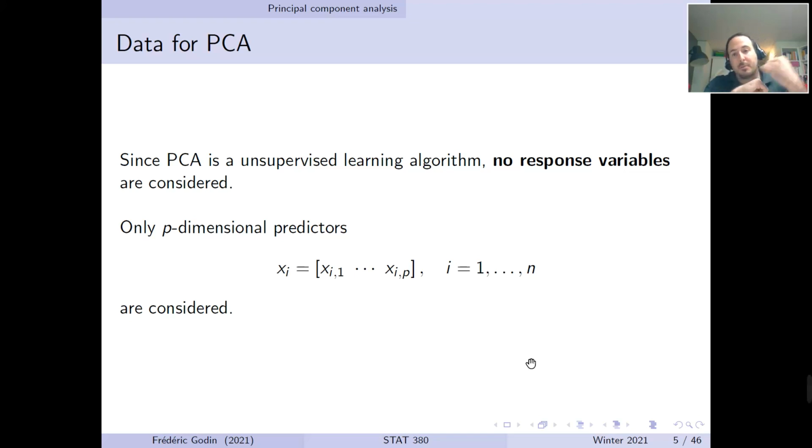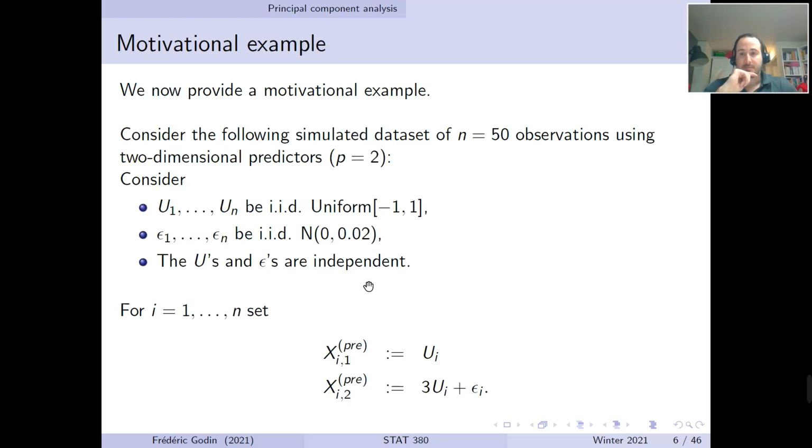As we mentioned, principal component analysis is an unsupervised learning technique. So there's no response variable considered within the data set. We only have explanatory variables, and we want to find a relevant pattern within these explanatory variables. Okay, so observation i or data point i simply consists of p predictors. So x_i1 until x_ip are the p predictors for your observation i.